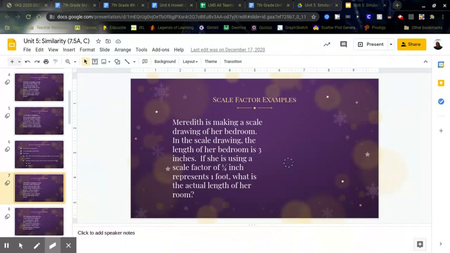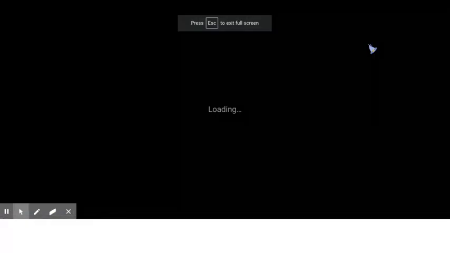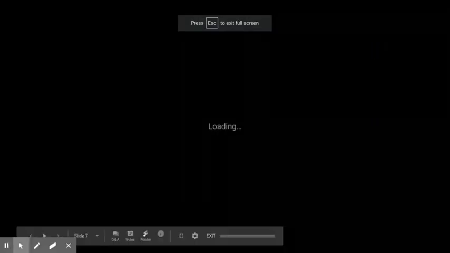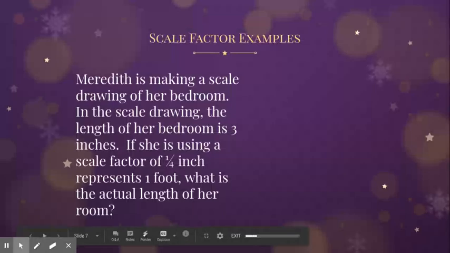Okay. So Meredith is making a scale drawing of her bedroom. So she's making a scale drawing, okay? So that means scale factor. Remember, that means we got to set up her proportion. Okay, so I'm going to write out the proportion.